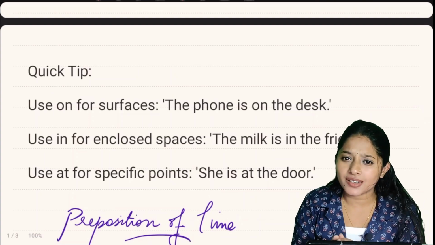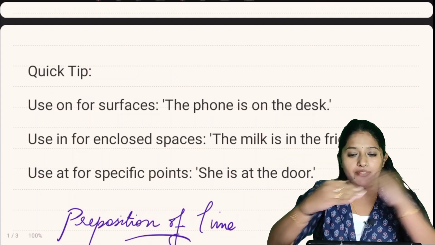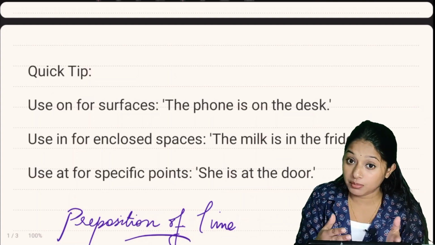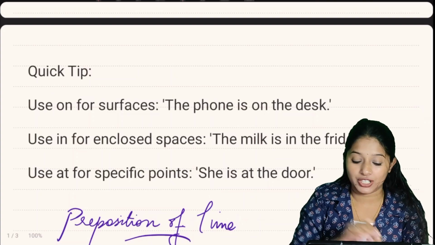Use in for enclosed spaces. What do you mean by an enclosed space? It is covered from every side. For example, the milk is in the fridge. Where is the milk? In the fridge.